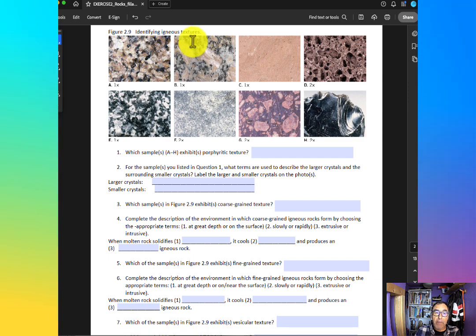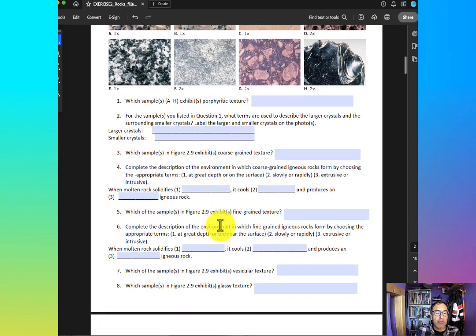But note that the background, the matrix in this case, is visible. It's phaneritic. I can see crystals there. And then I see much larger orthoclase or potassium feldspar crystals here. So this would also be considered porphyritic, right? So anyways, you can answer these questions based on those pictures there.